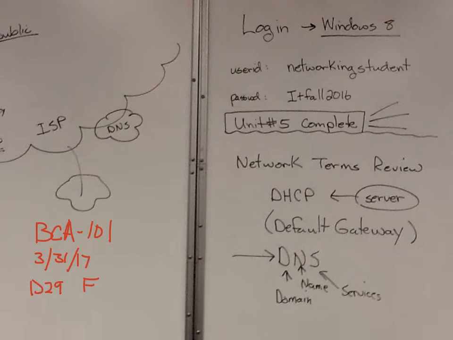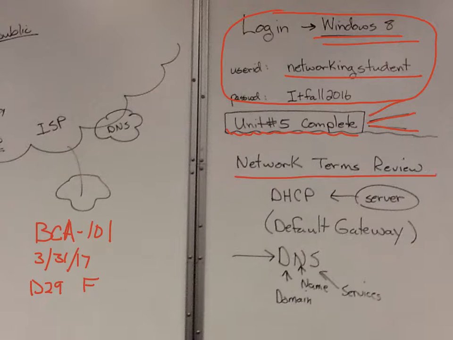We logged in and looked at a number of examples on the computer. We logged in to Windows 8 to allow us to look at the examples. We talked about completion of Unit 5, the assessment, the discussion, and your outline. We reviewed some network terms. You get an IP address from a DHCP server.